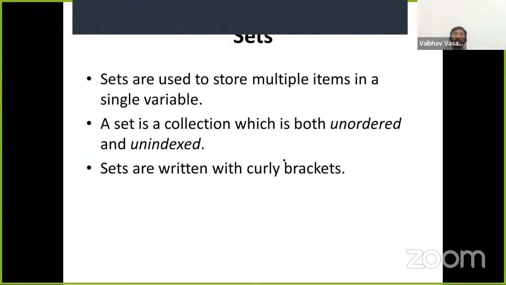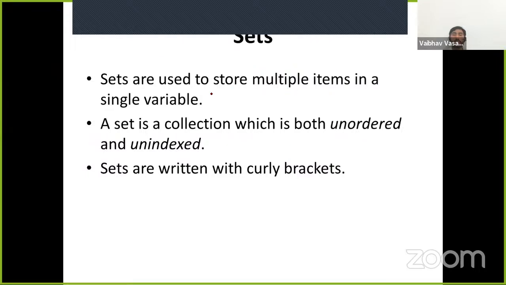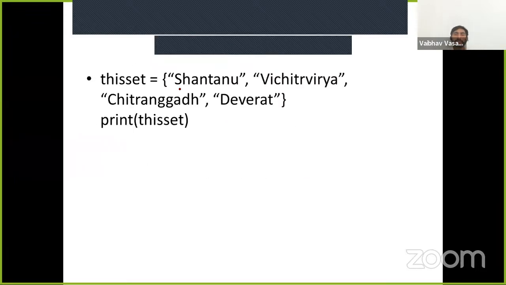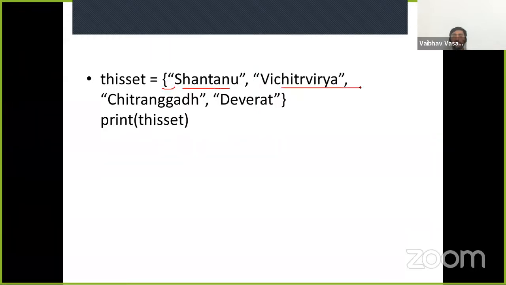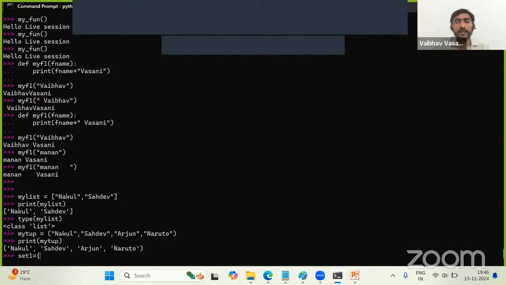Okay. So sets. Sets are used to store multiple items in a single variable. Set is a collection which is unordered and unindexed. Sets are written with curly braces, which we know from mathematics. This is my set, which I have created with the help of curly braces, and I have provided Shatrugna, Vichitravirya, Chitrangad, Devrat. This is how I have created the set. Let me demonstrate. Only the bracket changes. I'm writing set one, then an equal sign, then a curly brace.